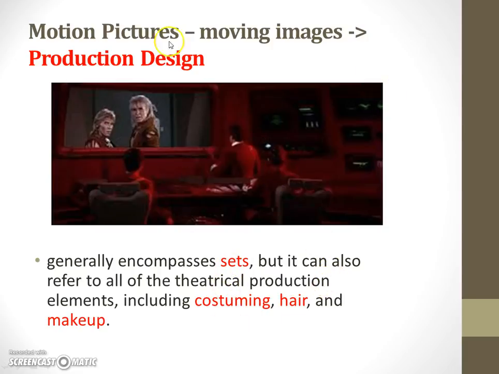So costuming, hair, and makeup, production and design, are very important to conveying a message. This is all what we call, in motion pictures, behind the scenes.